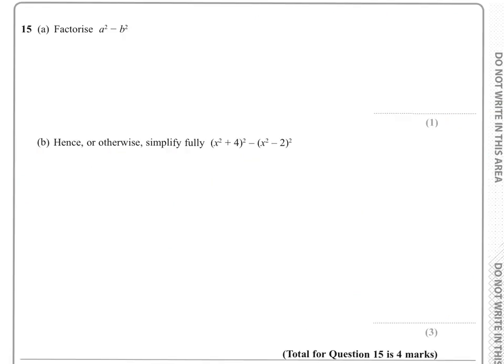Question 15. We need to factorise a squared minus b squared. Well, that's a difference of two squares. And that's a plus b multiplied by a minus b. Why is that the case?